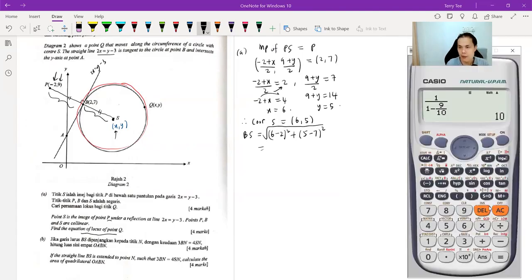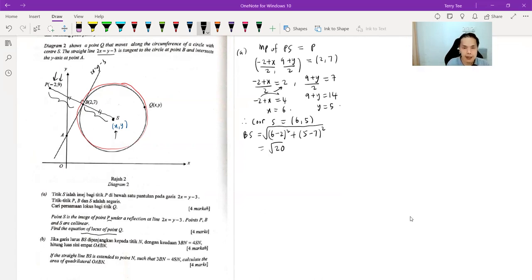All right, you can use a calculator. 6 minus 2 is 4, and you square it. 5 minus 7 is minus 2. Minus 2 squared, you can write minus 2 if you want, it's the same as 2 squared. So this will give us 20, the square root of 20 here. Then we know Q is a moving point such that its distance from point S is constantly the square root of 20. It's the same as the length of BS, right? So we know QS is the square root of 20.